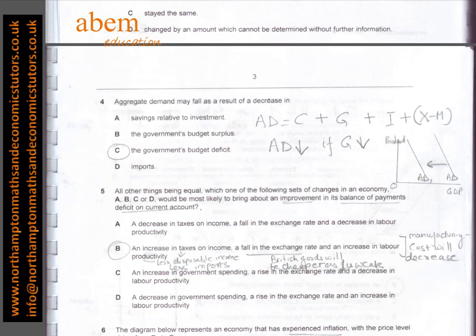In question number 4, again, I have given you both the explanation using a diagram and the formula that aggregate demand equals C plus G plus I plus X minus M. If the government's got a budget deficit, the aggregate demand falls because of the government expenditure falling down. So aggregate demand may fall as a result of decrease in the government's budget deficit.